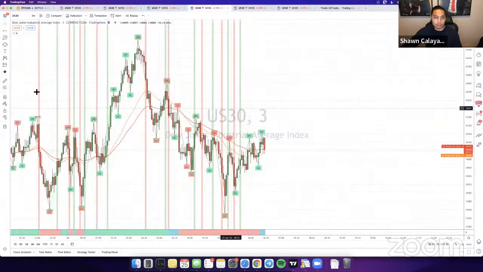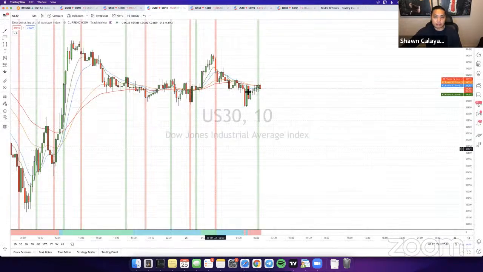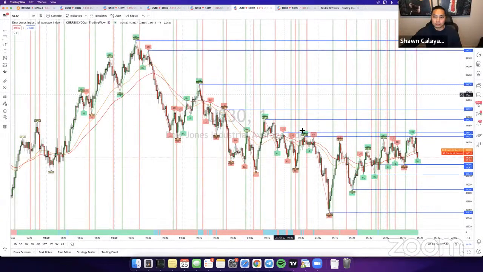Looking over here at the 3 minute, same situation. Price is a bit indecisive because it's in between the pivots. The trend meter is blue. Looking over the 10 minute, the 10 minute is also indecisive because it's right in between the pivots, and the trend meter is red, but it's shifting between blue and red. So right here, no technical bias.